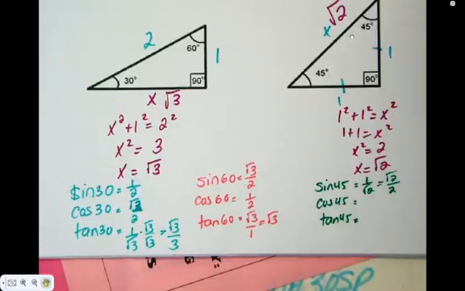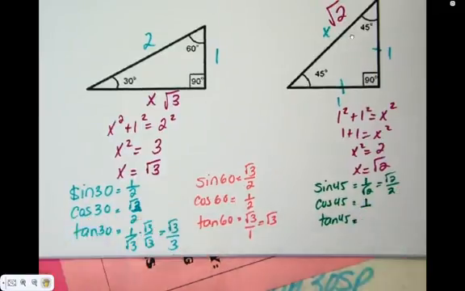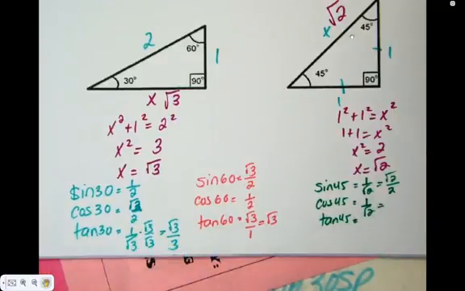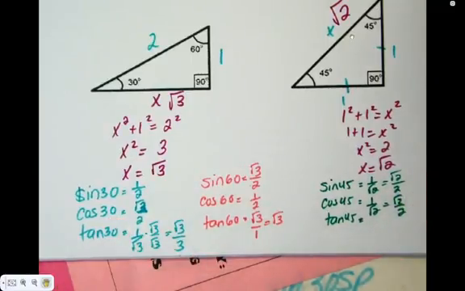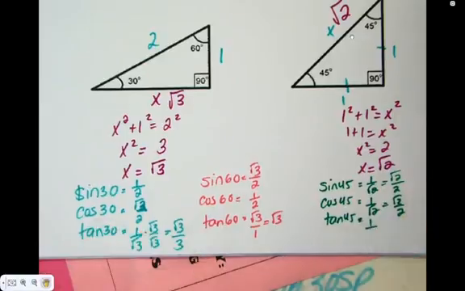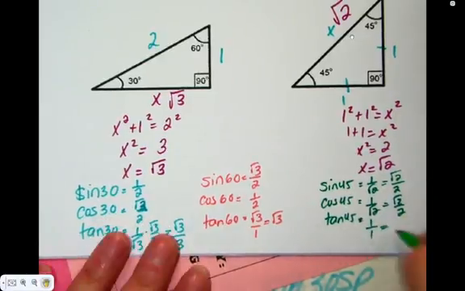Cos of 45 is the adjacent over the hypotenuse. What's the adjacent? 1. What's the hypotenuse? Root 2. Root 2 over 2. What do you notice there about the sine and cos? The tan is the opposite over adjacent. Doesn't matter which angle you use. The opposite is 1 and the adjacent is 1. And 1 divided by 1? 1.